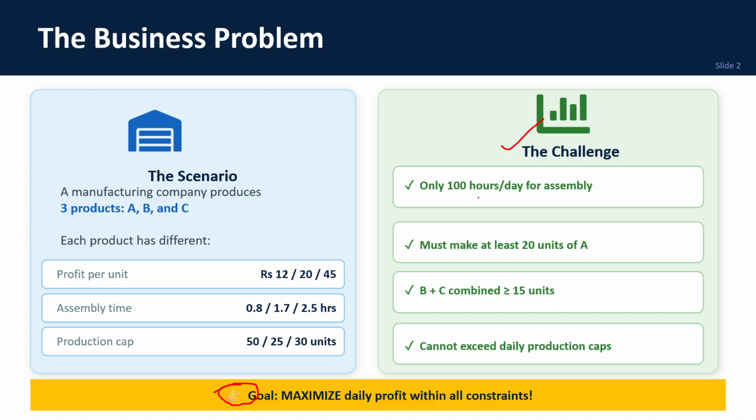Machine time, only 100 hours are available. And production capacity constraints are there. These are the production capacity constraints, and we cannot exceed these daily production caps. So we cannot produce unlimited units. That is exactly why we use linear programming problems.